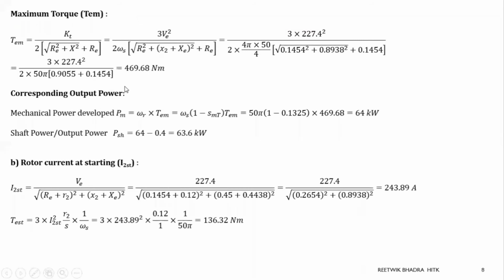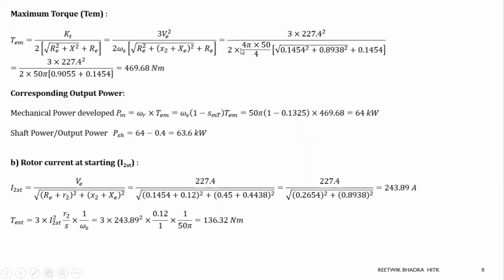So at this torque, what is my power output? So you know that TEM, torque, is given by PM by omega r. We had already done this. PM by omega r, and omega r can be written as omega s into 1 minus s. At which value of slip this TEM occurs? SMT. So that s is now replaced by SMT. So omega s into 1 minus SMT into TEM. So omega s can be written as 4 pi f by p. So 4 pi into 50 by p.